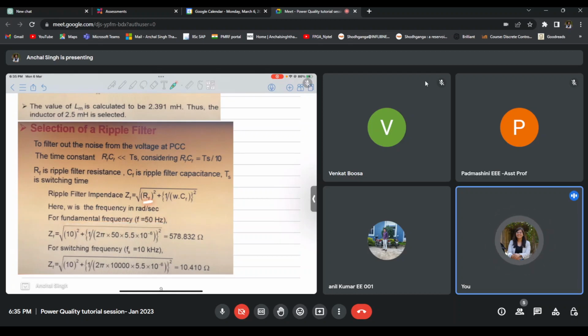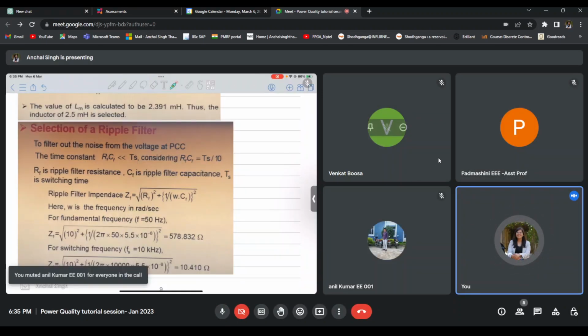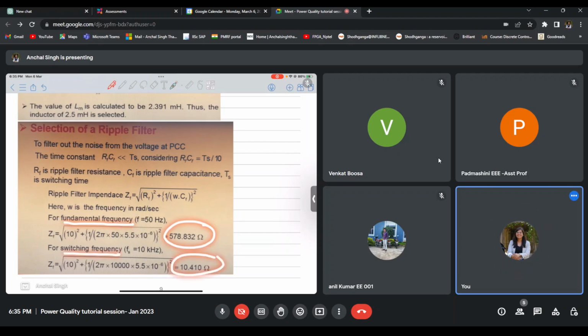We need to select this RF and CF in such a way that the impedance offered towards the fundamental frequency component is high, and the impedance offered towards the switching frequency component is low, because when my ripple filter is connected in shunt, I want my fundamental component to go as it is. I don't want my fundamental component to flow through it. And when my switching current component is flowing, I want it to offer low impedance so that all the switching current flows through this path, and my load, which is connected here, is unaffected by the switching current.